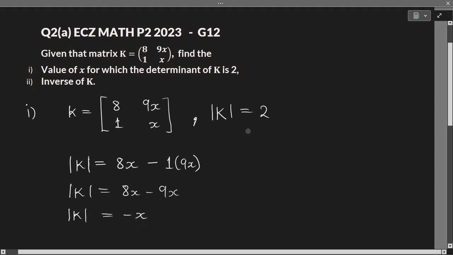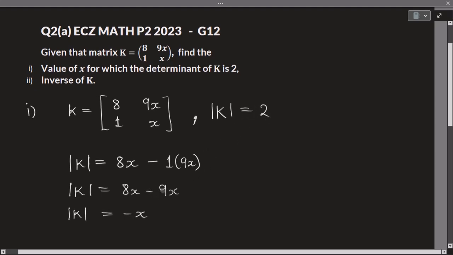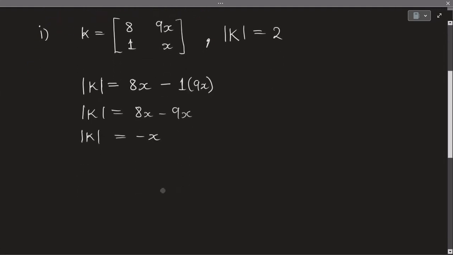Now, since we have two definitions of our determinant, one says the determinant is 2 and the other says the determinant is equal to negative x, what we are going to do is equate both of them. So negative x is going to be equal to 2, and this is very easy to work out. We'll just divide both sides by negative 1 to have the positive value of x, and x is going to be negative 2.